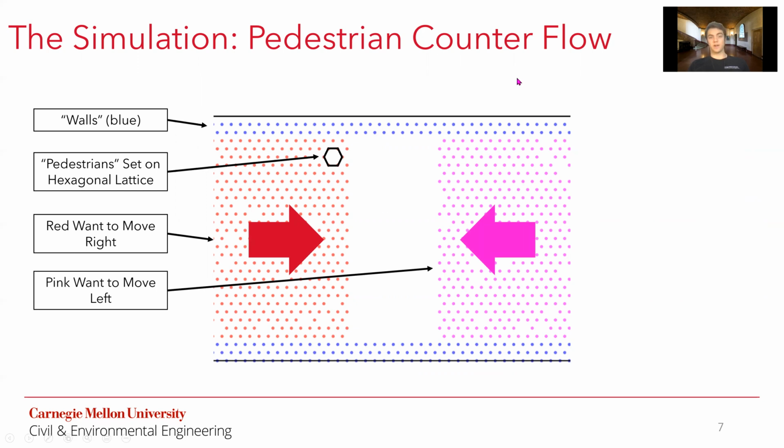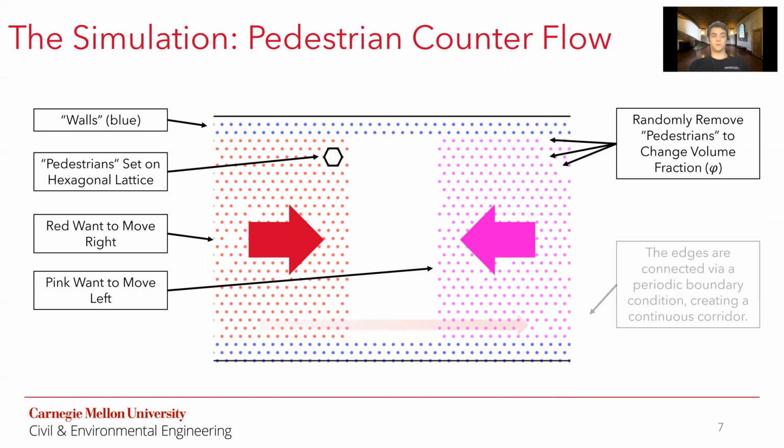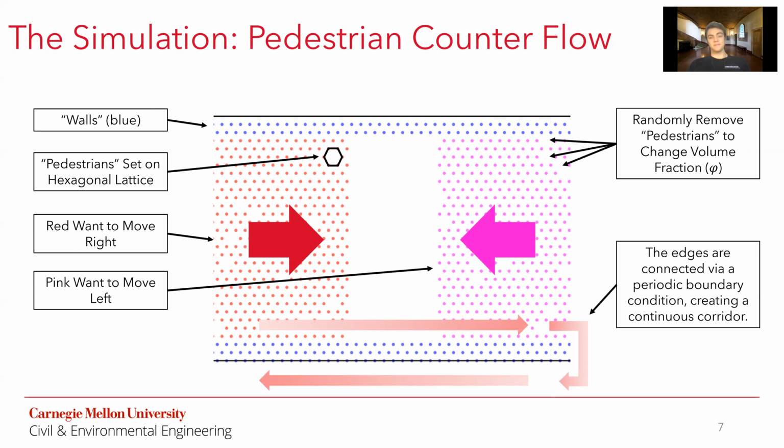To change the volume fraction, individual pedestrians are removed from random locations within the initial lattice, as you can see here. They've been removed. The edges of the corridor are connected via a periodic boundary. In other words, when a red pedestrian exits off the right side, it re-enters on the left side, moving with the same velocity as when it exited, creating a continuous corridor.